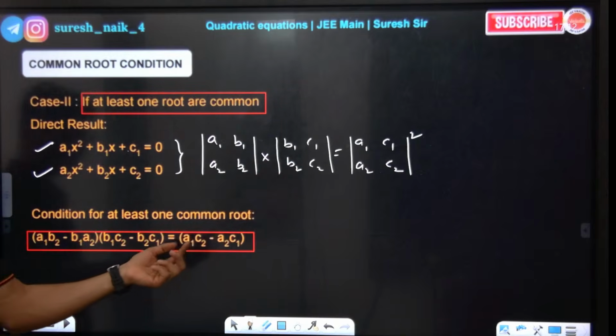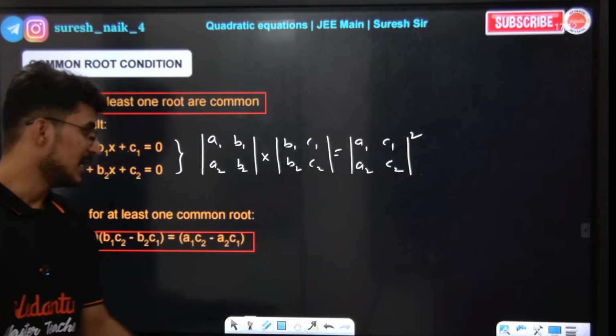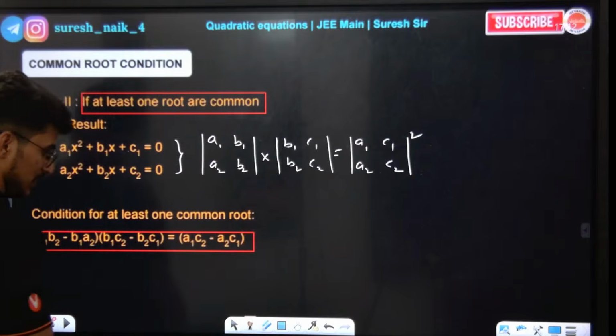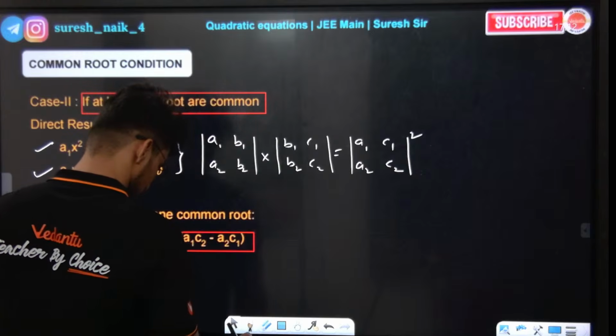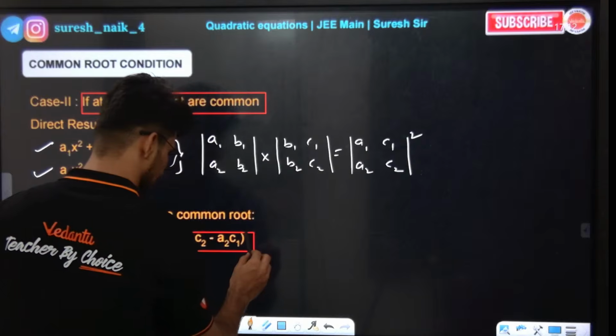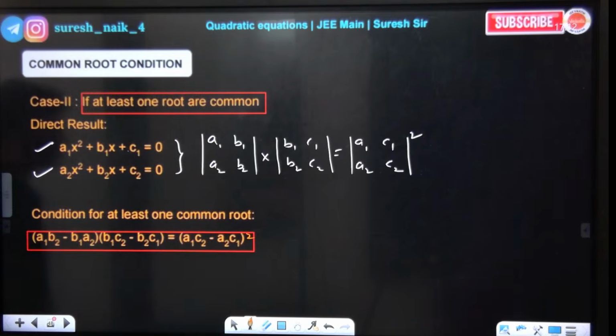This is equal to a1 c2 minus a2 c1 whole square. Any doubts? There is a typing mistake here, the square will definitely come. Any doubts? Did you all get this point or not? Tell me, yes or no?